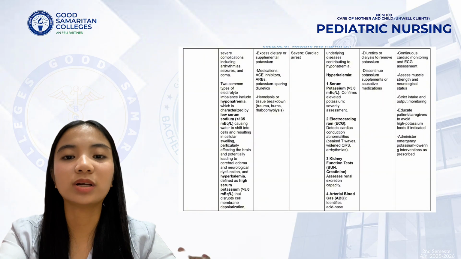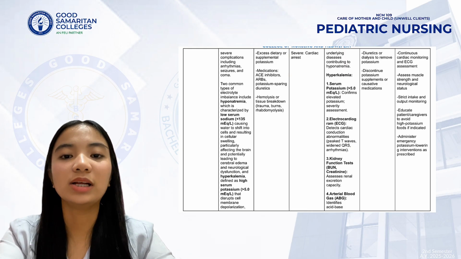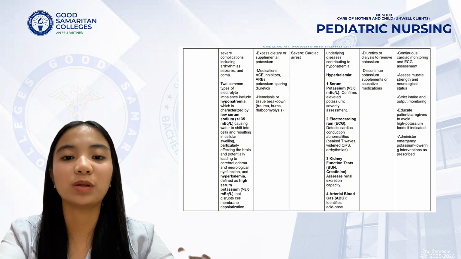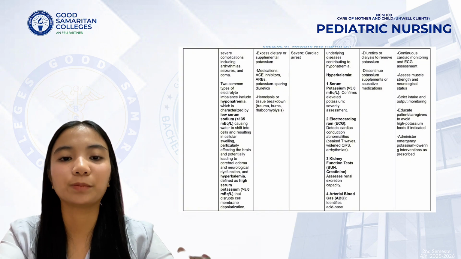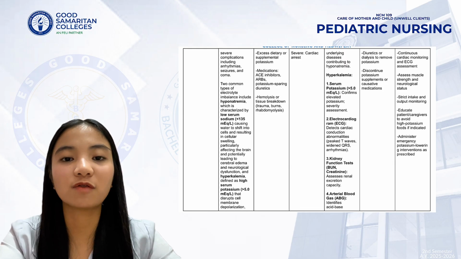Other medications, katulad ng sodium bicarbonate or beta agonists, may also be used to shift potassium into the cells. To eliminate excess potassium from the body, diuretics or dialysis may be required, particularly in severe cases or in a patient with renal failure. It is also important to discontinue potassium supplements and medication that may contribute to increased potassium levels.